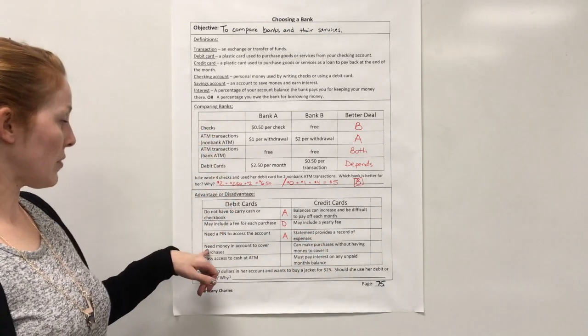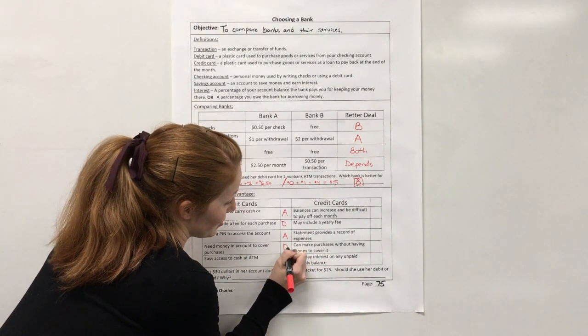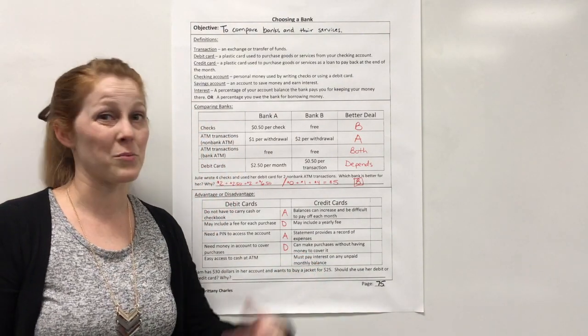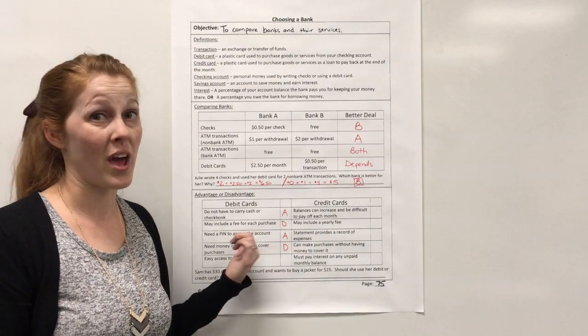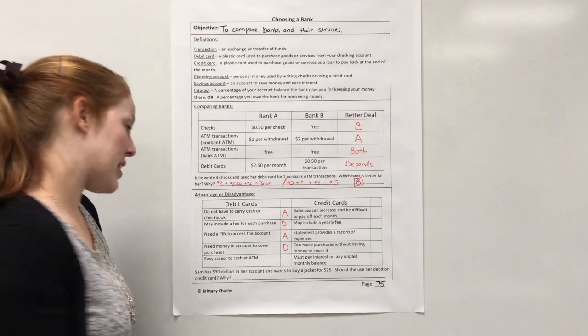Security. Need money in account to cover purchases. That's a disadvantage because if you don't have the money, you can't. It's not like you're borrowing. This is money from your own account. If you don't have it, you can't buy anything. And then easy access to cash at ATM. That's an advantage.